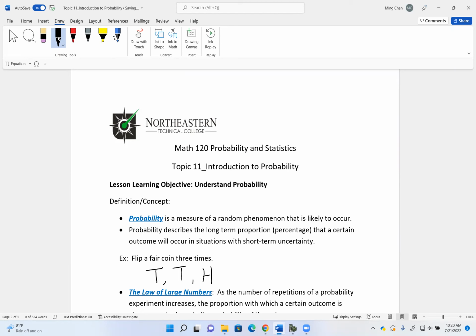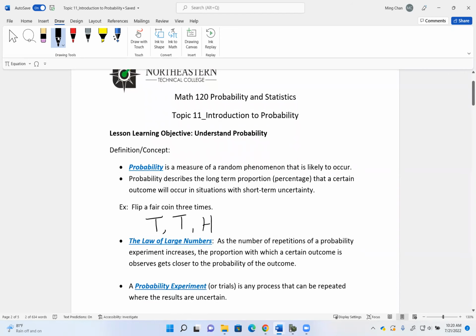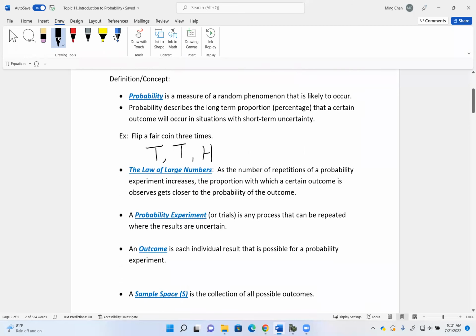So you see, out of the 3 flips, it's not a 50-50 split of heads and tails. The 50-50 chance actually refers to a long-term proportion. That means if I flip a coin 1,000 times, the chance of getting a head or a tail is about 50-50. I should get about 500 heads and 500 tails. So it's a long-term percentage with a short-term uncertainty. That's what probability tells us.